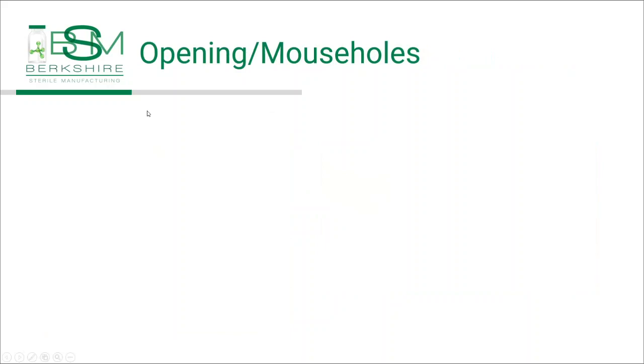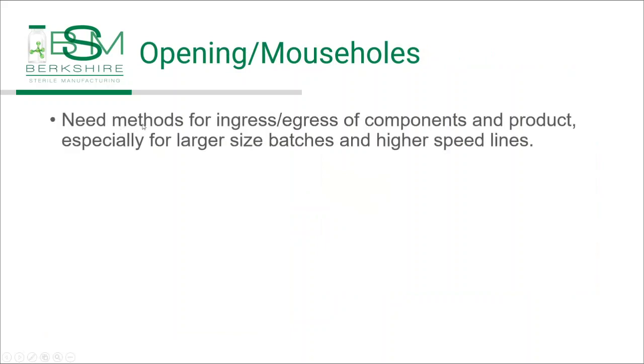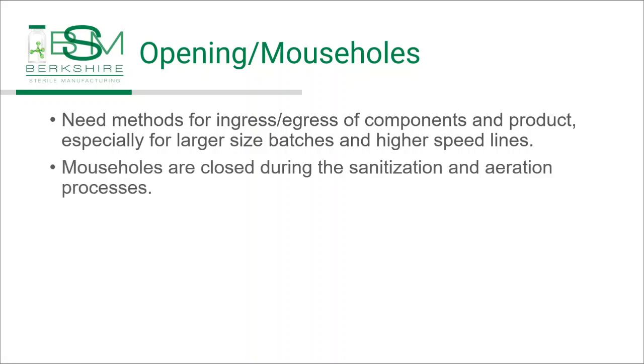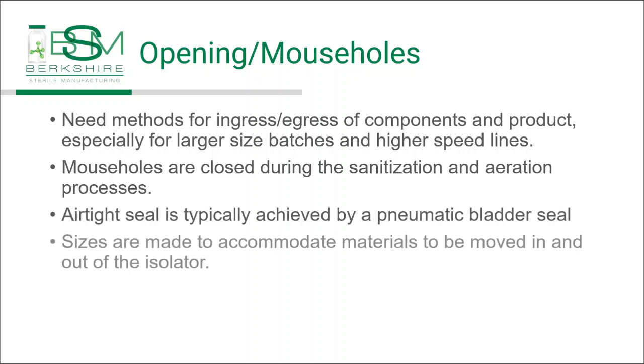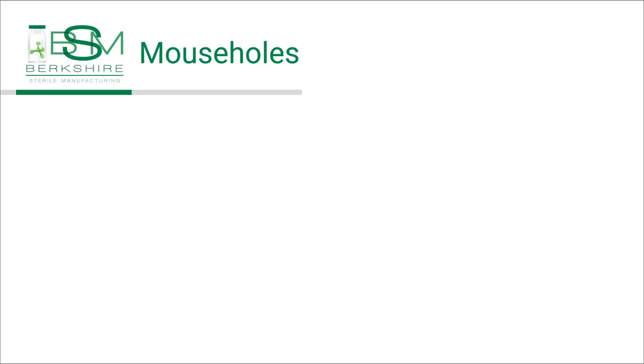Now, openings, sometimes known as mouse holes, let's talk about those real quickly. You need methods for ingress and egress of components and products, especially for larger batch sizes and higher speed fill lines. Mouse holes are closed during sanitization and aeration processes. An airtight seal is typically achieved by a pneumatic bladder seal. Sizes are made to accommodate the materials that move in and out of the isolator.